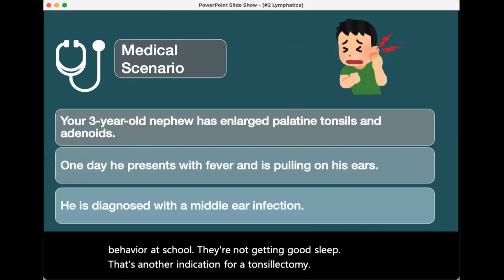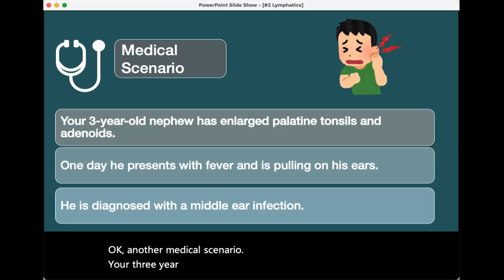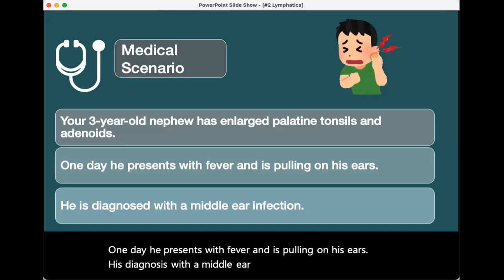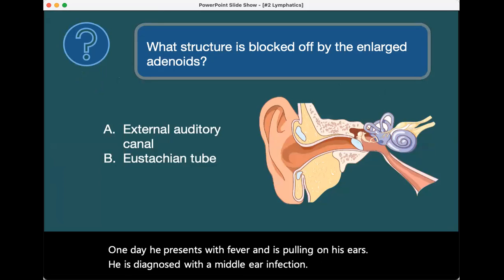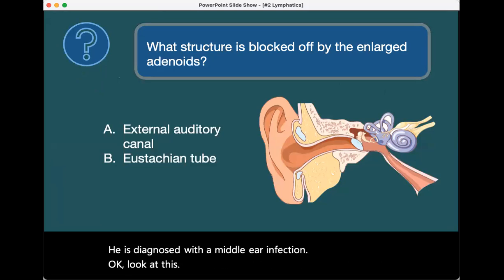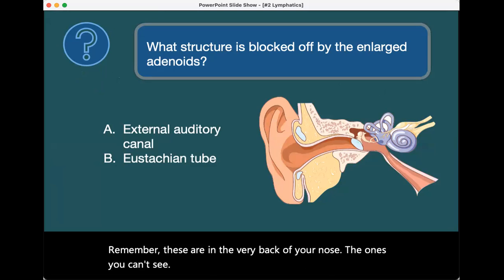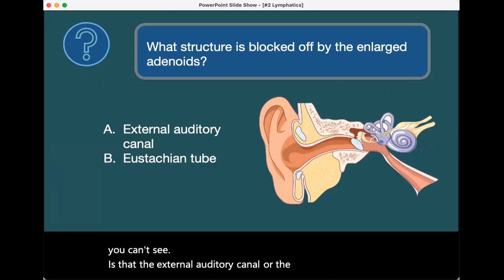Okay, another medical scenario. Your 3-year-old nephew has enlarged palatine tonsils and adenoids. One day he presents with fever and is pulling on his ears. He's diagnosed with a middle ear infection. Okay, look at this image. What structure is blocked off by these enlarged adenoids? Remember, these are in the very back of your nose, the ones you can't see. Is it the external auditory canal or the eustachian tube?